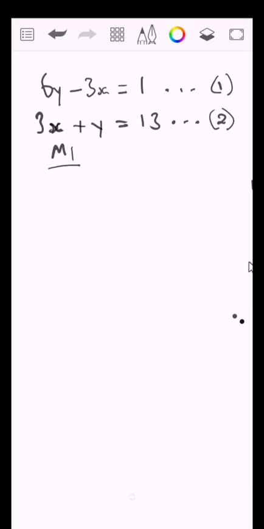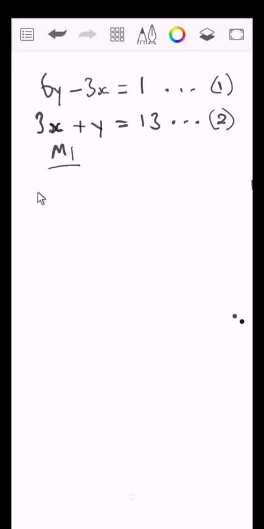So let us look at equation number 1. The coefficient of y here is 6. The coefficient of x is minus 3. The coefficient of x in equation 2 is 3. And the coefficient of y is 1. So we have discovered that in equation 2, y has the coefficient of 1. We want to make y the subject of formula.